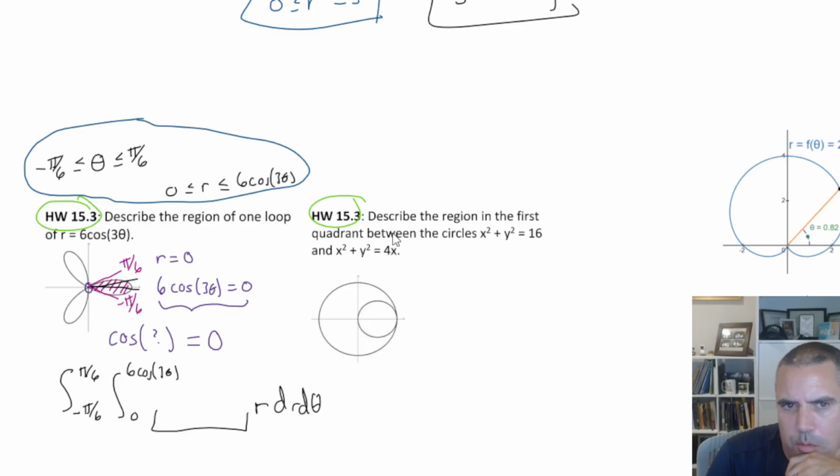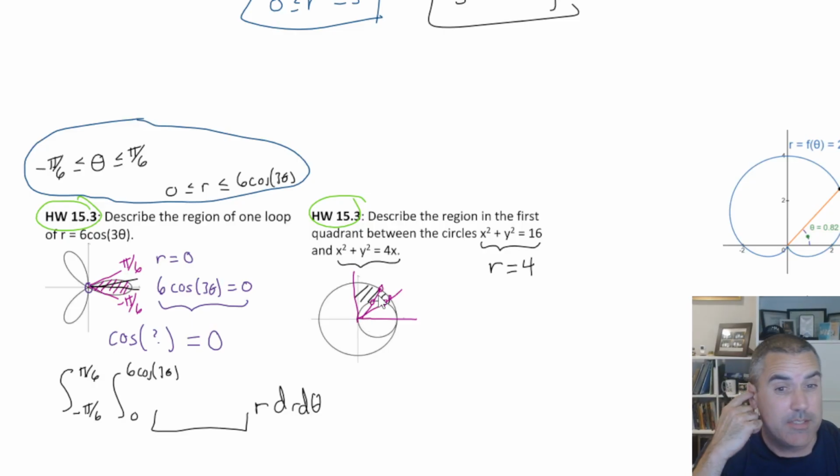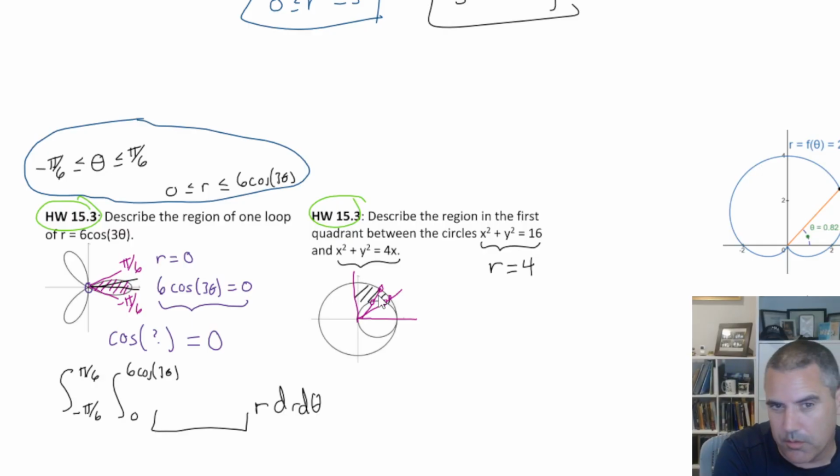So like this homework question says, describe the region in the first quadrant between the circles. So it wants you to do this region. You're going to want to convert them all to polar. And you're going to want to convert this to polar. And then you're going to need to figure out the angle when it starts and the angle when it ends, which I've just labeled. And then based off of that, figure out what are the inside and outside. So this problem really makes us think about inside and outside. And I'll probably do one of those in class when I return from the break.